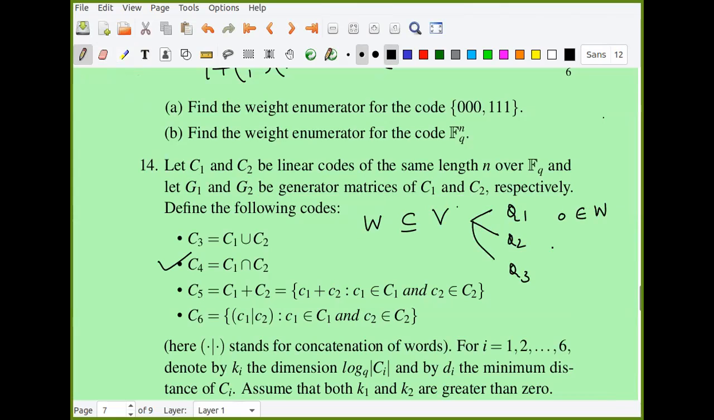Okay, question number 1. Next, sum of two vectors, right? So W1 plus W2 belongs to W, right? Next, alpha times W, right? Is it happening for this? Now we need to check that. So I take two vectors, x. First, does the 0 vector belong to this in C5?